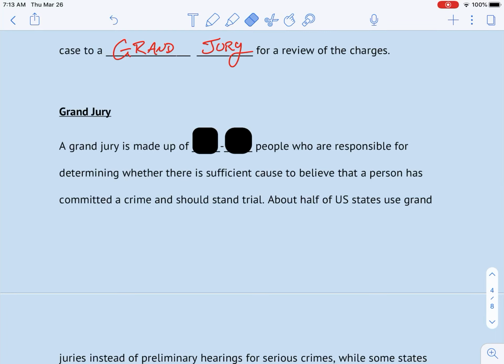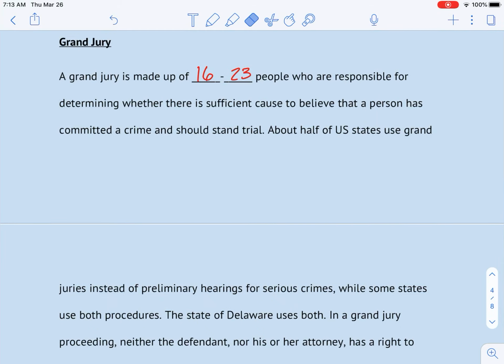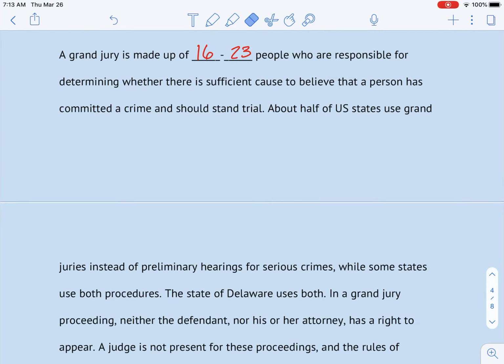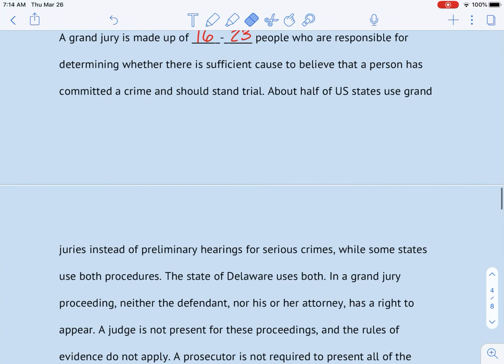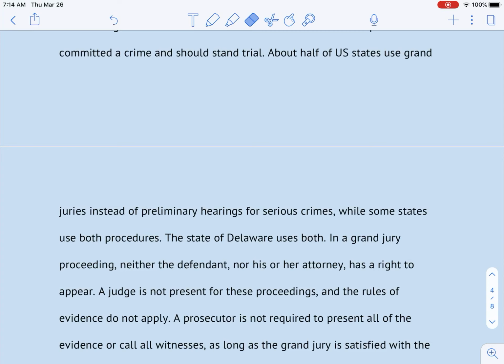So what a grand jury is. A grand jury is made up of a range of 16 to 23 people, and they are responsible for determining whether or not there is sufficient cause to believe that a person has committed a crime and should stand trial. So about half of U.S. states use grand juries instead of preliminary hearings for serious crimes. Some states use both. Delaware uses both.